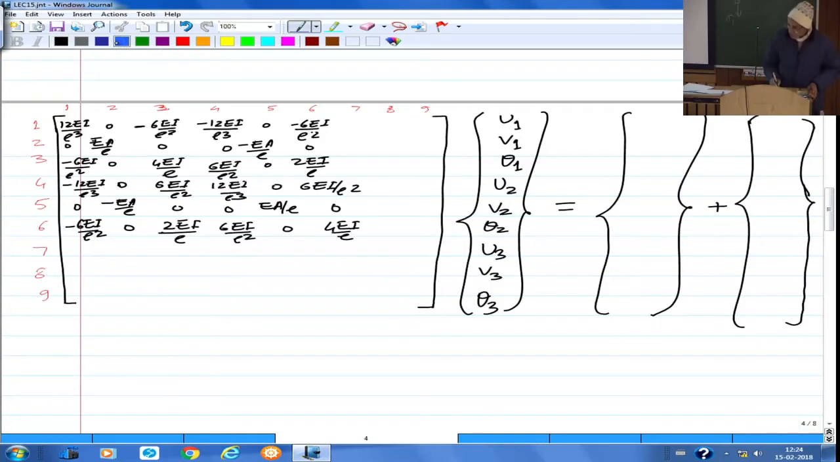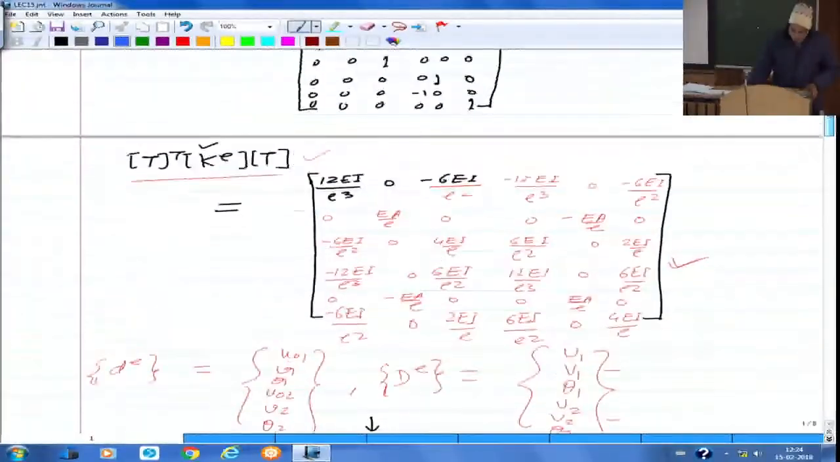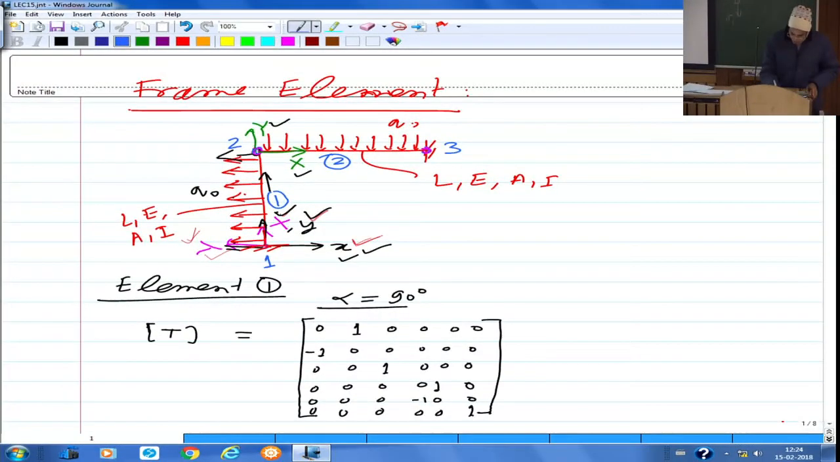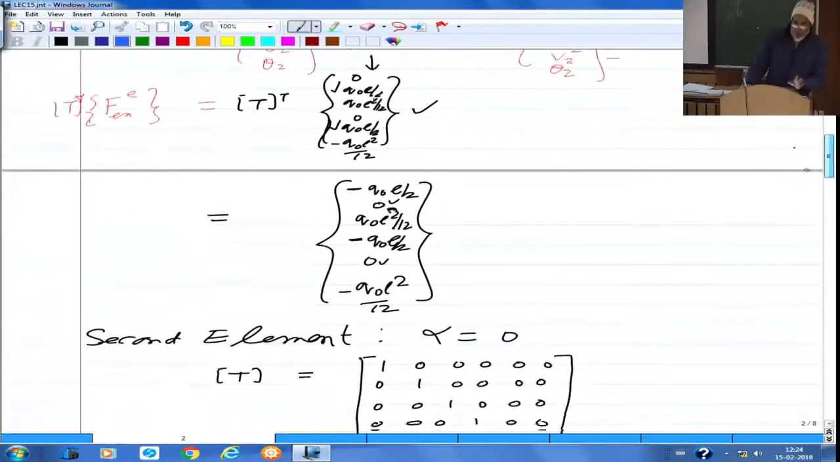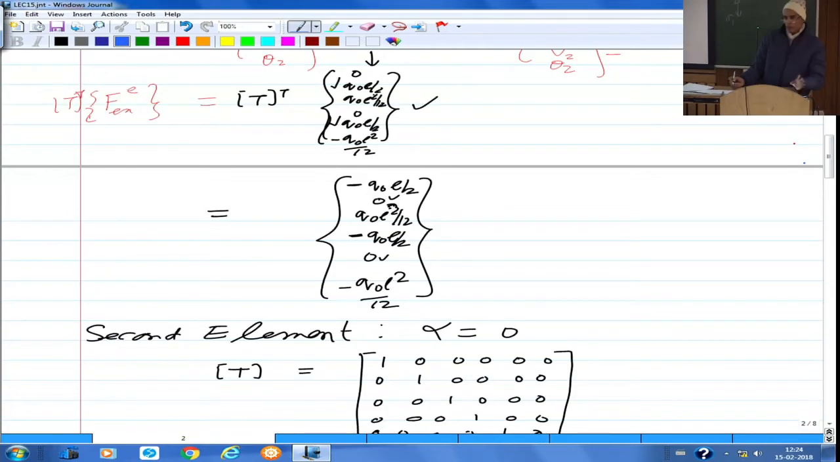Now if you take the second element, it is defined between the global node 2 and 3, that is this node and this node. The degrees of freedom corresponding to this are degrees of freedom number 4, 5, 6. Corresponding to this, the global degrees of freedom are 7, 8, 9. So the contribution of the second element will go to rows 4, 5, 6, 7, 8, 9, and similarly the columns 4, 5, 6, 7, 8 and 9.